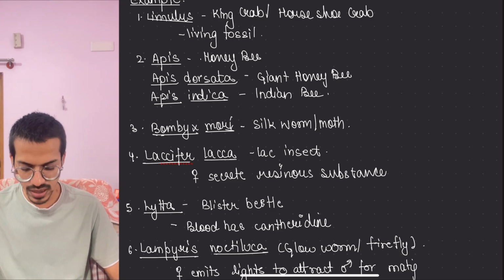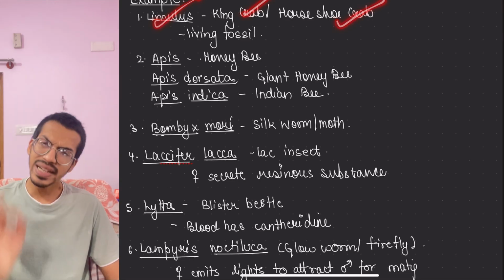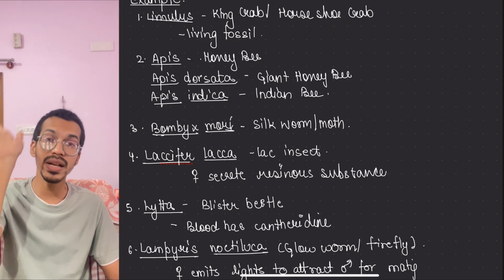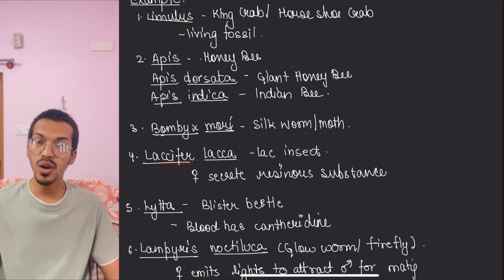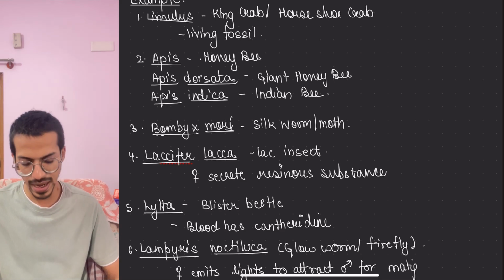Then Limulus is what? King crab. It's a horseshoe crab, and it is a living fossil because it has been present like this for hundreds of millions of years. So we call it king crab, Limulus, a living fossil, still present on this planet.